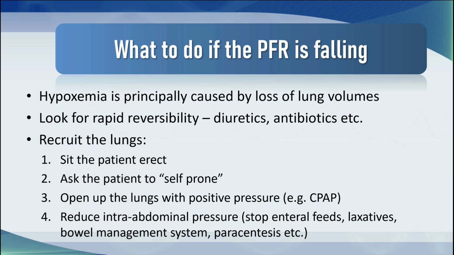Self-proning became a standard therapy during the COVID-19 pandemic. You can open up the lungs with positive pressure, for example, the use of continuous positive airway pressure, or you can reduce the intra-abdominal pressure if it's compressing the lungs. And you can do this by decompressing the bowel, by stopping enteral feeds, by giving laxatives, by using a bowel management system, etc. Of course, another cause of intra-abdominal hypertension is ascites, and a paracentesis may be performed.